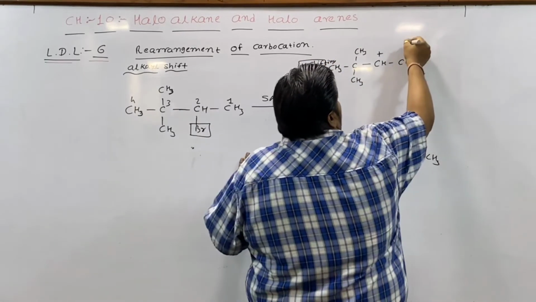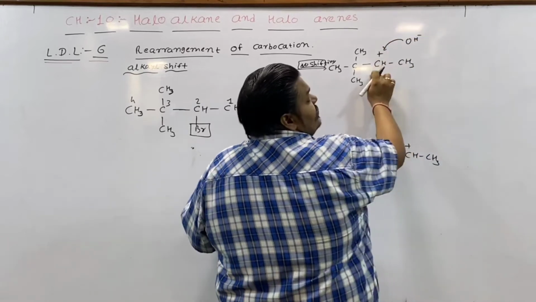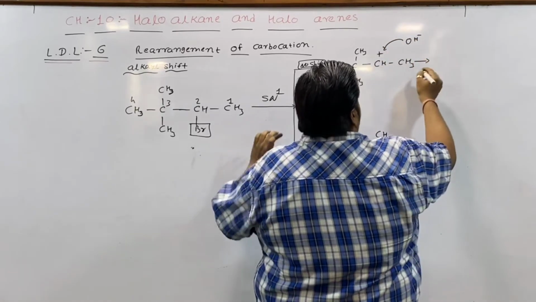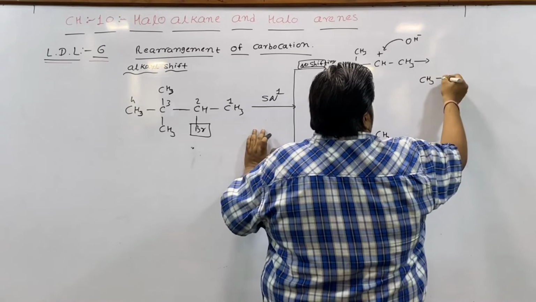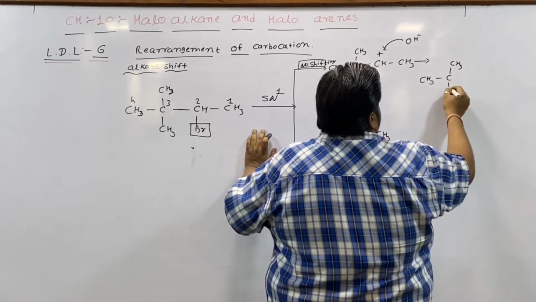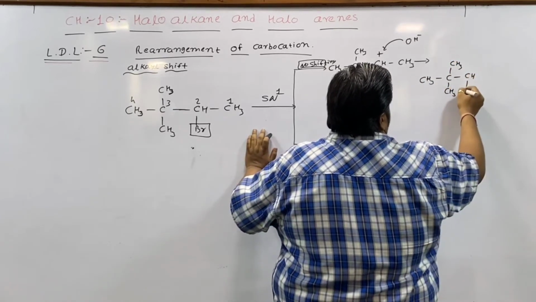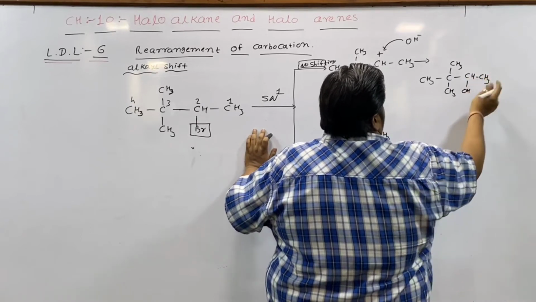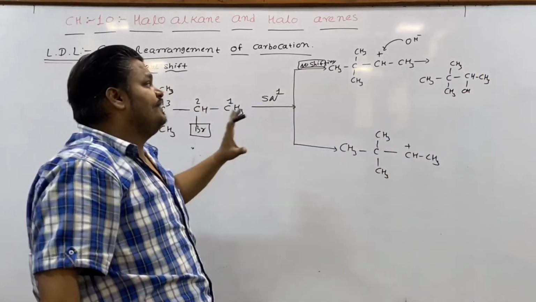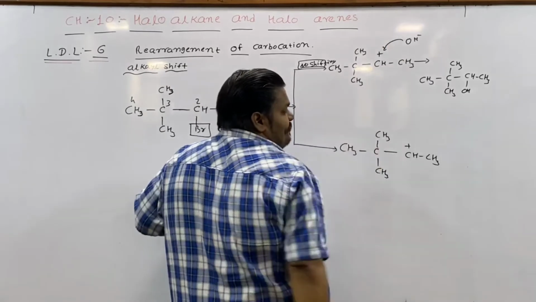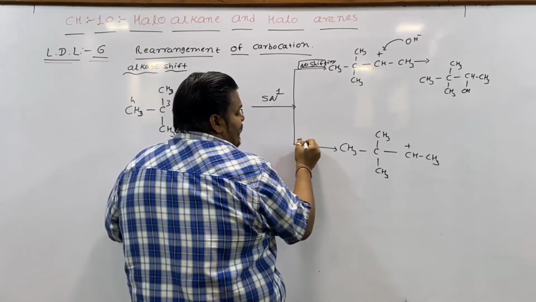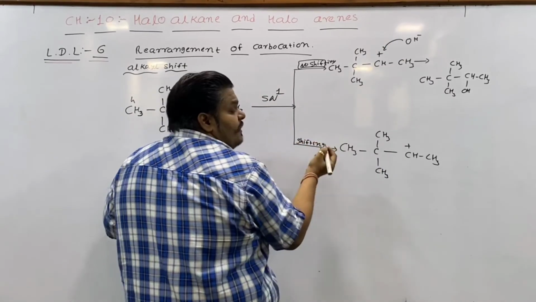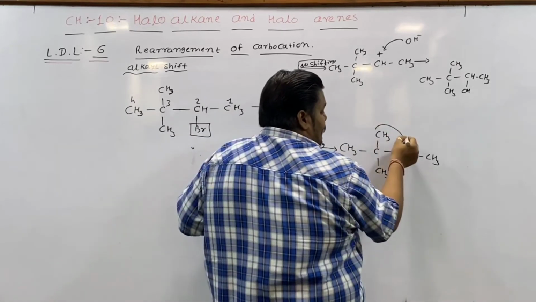And that means now OH will attack this secondary carbocation to produce the product as a secondary alcohol. It's a secondary alcohol that we are having without shifting the alkyl group. The option 2, shifting of alkyl group. Here we have a possibility of a shifting of alkyl group.